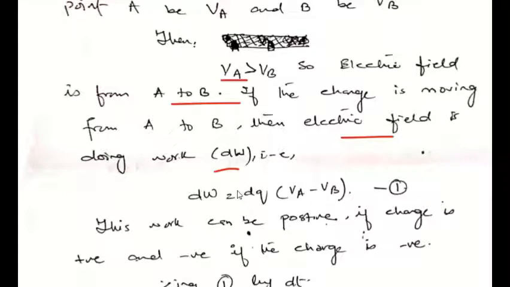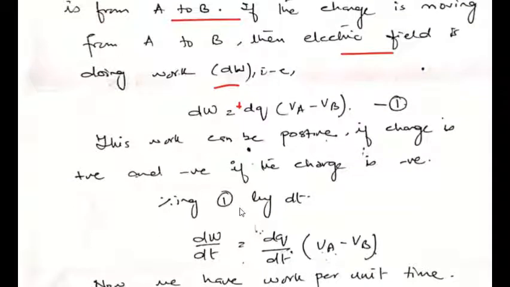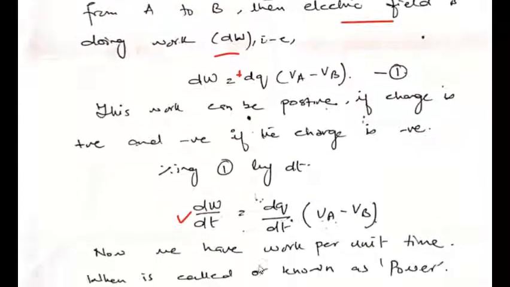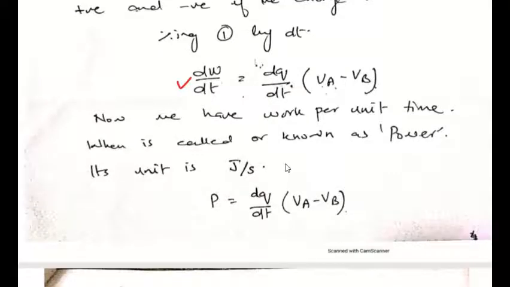Now this work will be positive if the charge is positive, and the work will be negative if we have a negative charge. Now let us divide both sides of equation number 1 by dt. If I divide the left hand side by dt, I get dW over dt, and here I get dQ over dt into (VA minus VB). Now this is work per unit time, and work per unit time gives us joules per second, and joules per second is the unit of power.